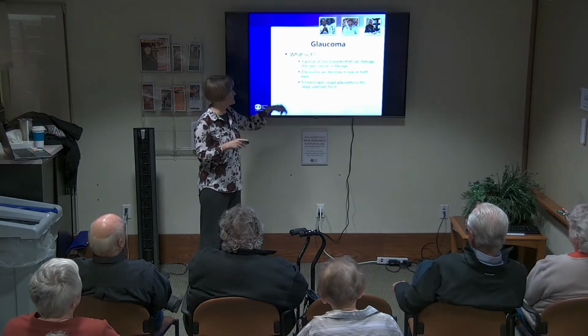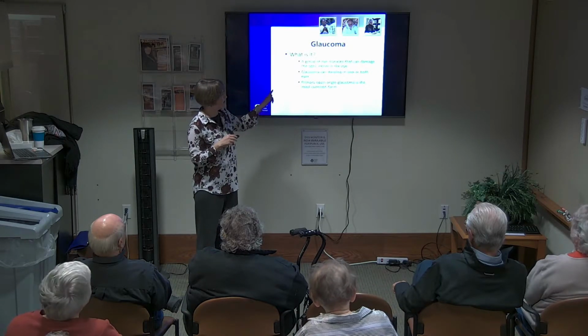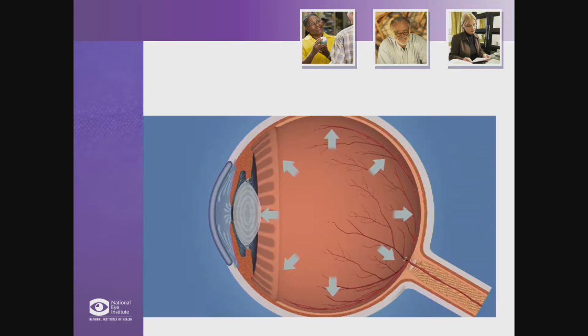Let's go ahead and we'll look at glaucoma. This is a group of eye diseases that damage the optic nerve. So there's different terms that we use, but it's kind of a big lump term of glaucoma. It can develop in one or both eyes. Primary open angle glaucoma is the most common form. Is that the wide? She told me I have wide. Wide angle, yeah, or open angle.